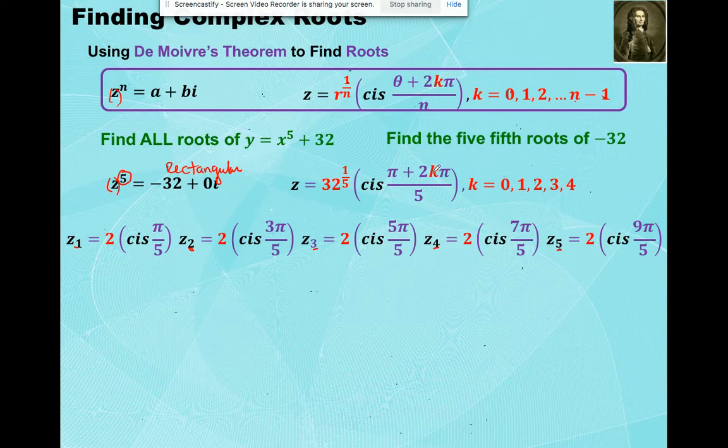I plugged in 0 here, and that's where I got pi over 5. Then I plugged in 1. 2 times 1 is 2, 2 plus 1 is 3. That's where I got 3 pi over 5. Then 5 pi over 5, 7 pi over 5, and 9 pi over 5. You do not have to take these into rectangular unless you are asked to. I can leave them in polars.